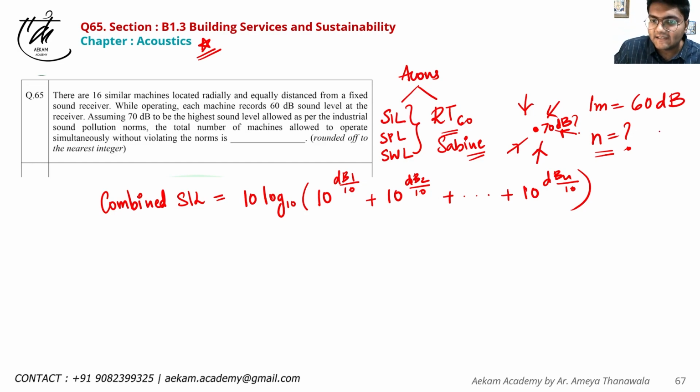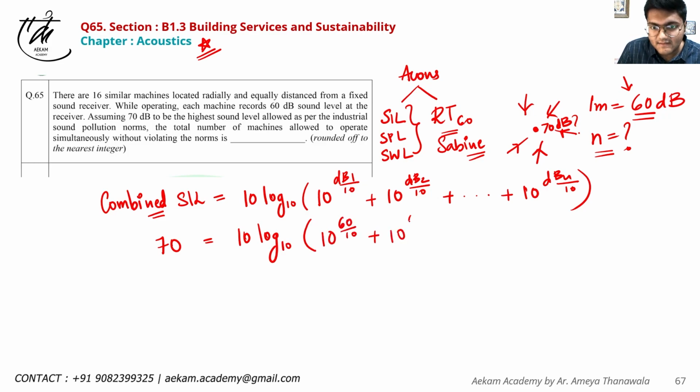But since luckily we have all the sound inputs being 60 dB, we can simplify this. We have been given the threshold, which is 70. So 70 equals 10 log 10 of 10 raised to 60 by 10 plus 10 raised to 60 by 10, and so on. Now I don't know what this n is, how many times I have to repeat this. So can I write this simply as 10 log of n into 10 raised to 6.